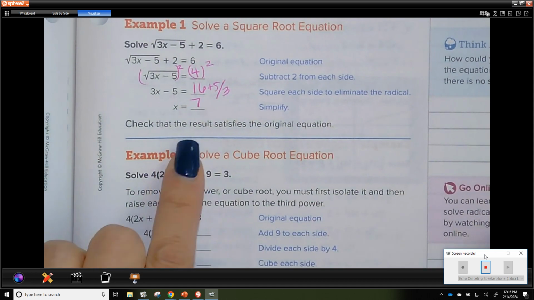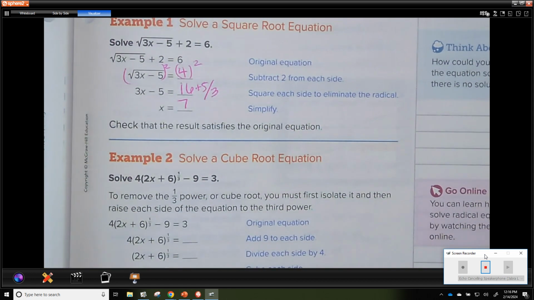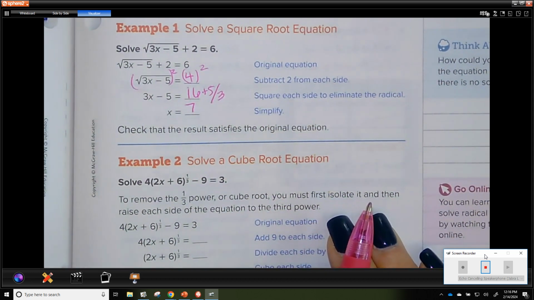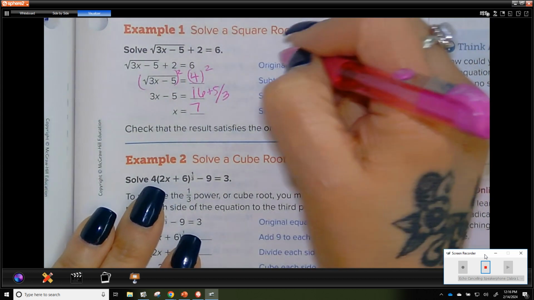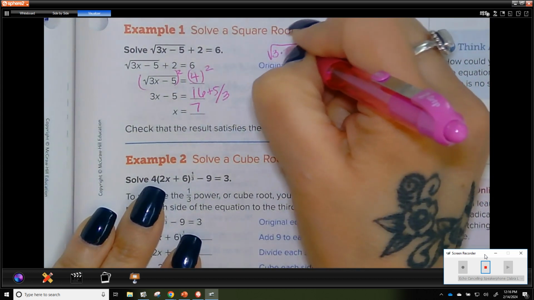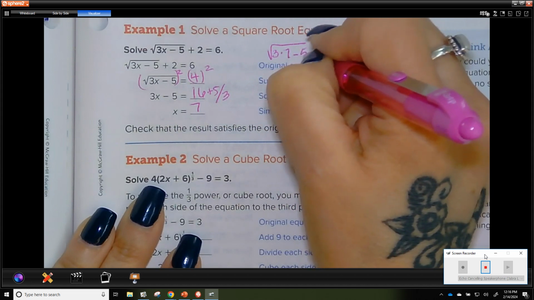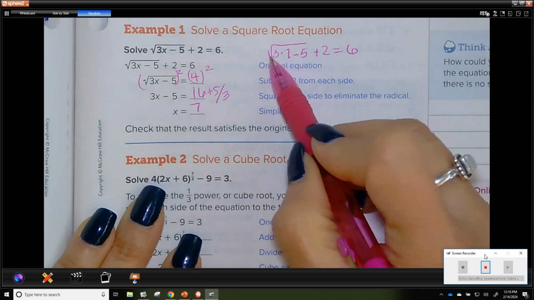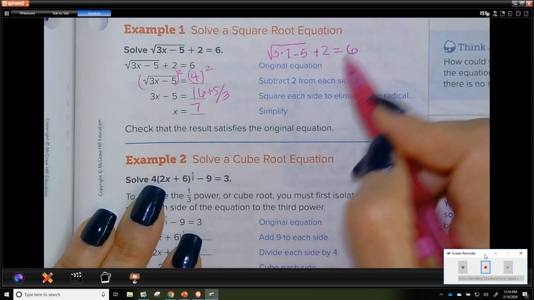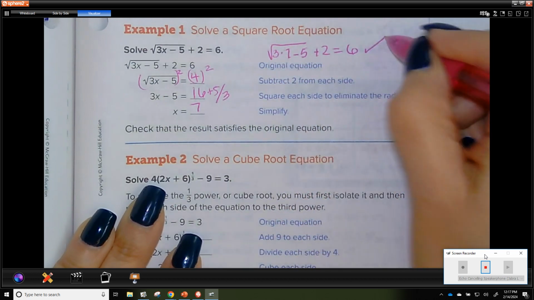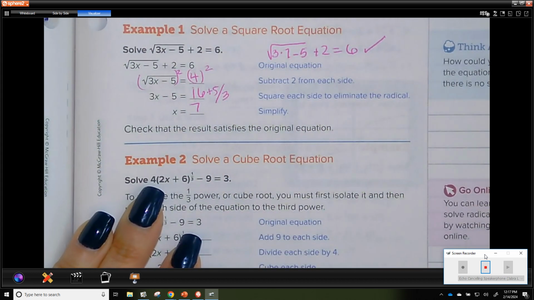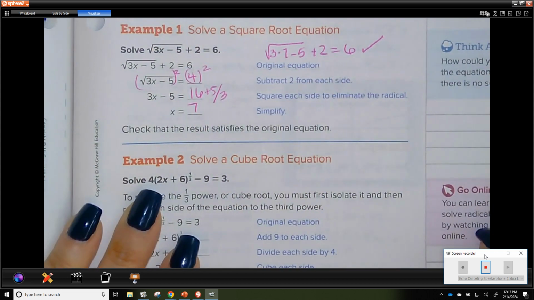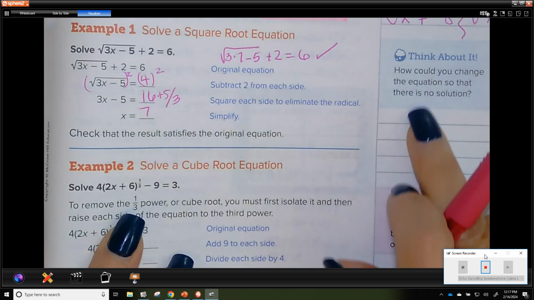Now, we need to check because this is a square root, so we can't have a negative in the square root. If you are doing work on a test and you need to prove that you checked, I would expect to see plugging it back in for x. And you could do it in your head. 21 minus 5 is 16. Square root of 16 is 4. 4 plus 2 is 6, and it works. You have to show some kind of work, especially when you have an even root, an even index. How can we change this so there's no solution?